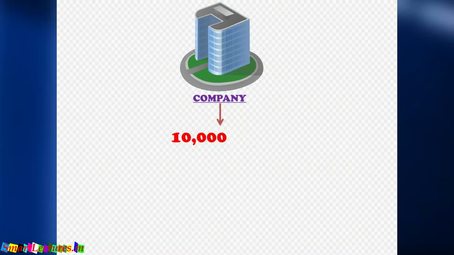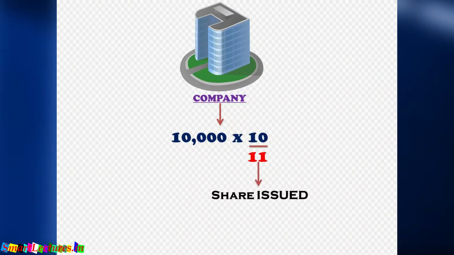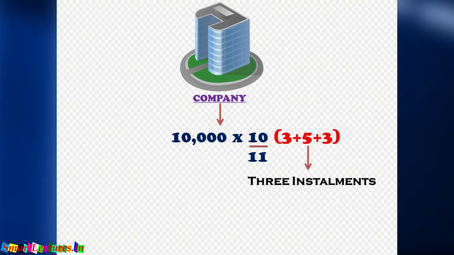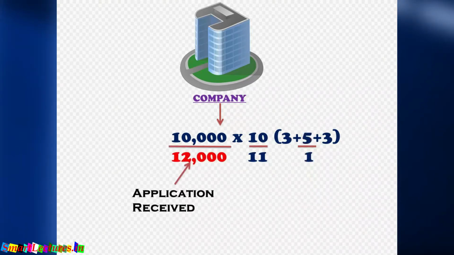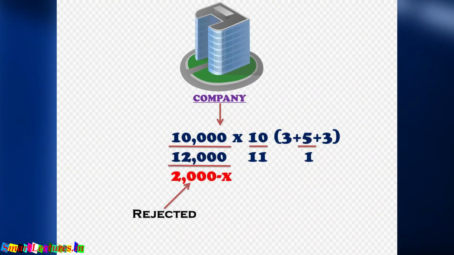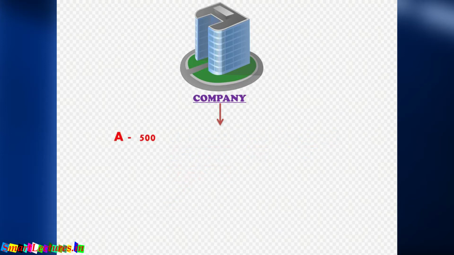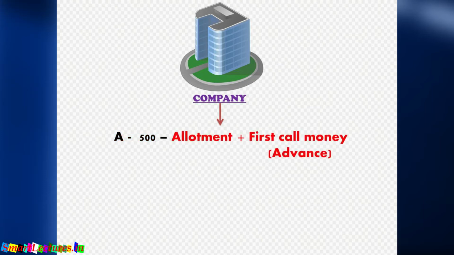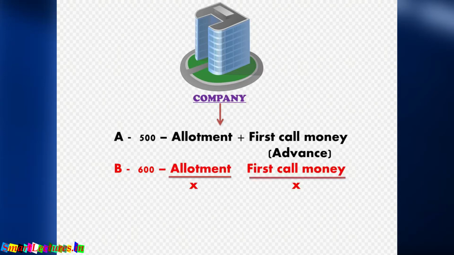A company issues 10,000 shares of rupees 10 each and these shares were issued at rupees 11 and the money was payable in 3 installments, 3 plus 5 plus 3, and allotment includes premium. Applications were received for 12,000 shares and 2,000 shares were rejected. A, holding 500 shares, sent the first call money along with allotment. Means this was calls in advance. And another shareholder, B, holding 600 shares, could not pay allotment money as well as first call money.